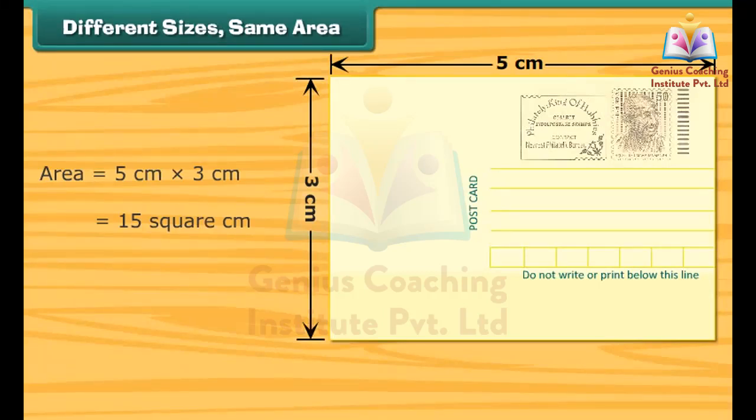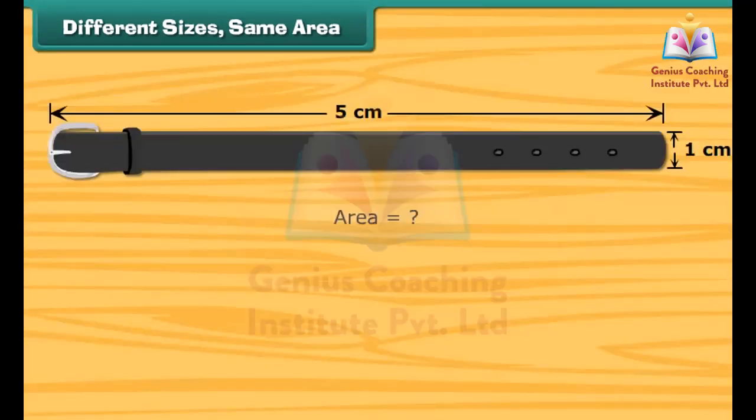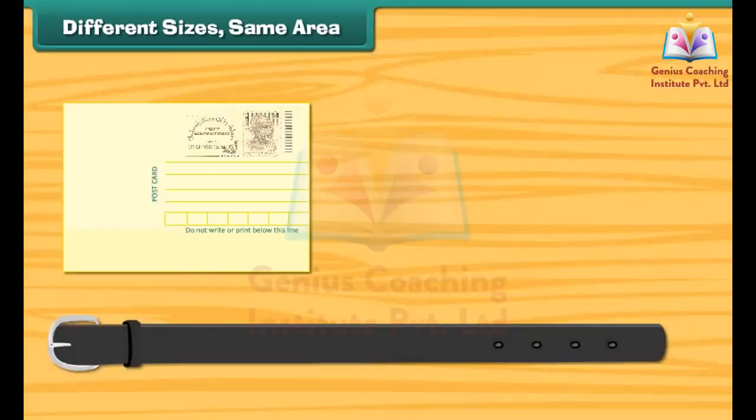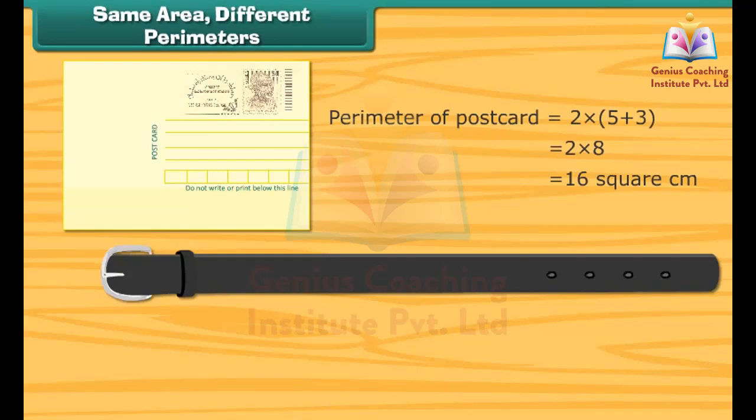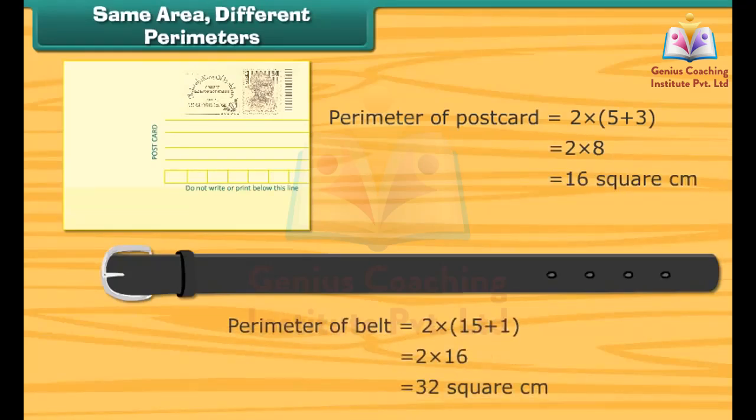Look at this postcard. Its area is equal to 15 square centimeters. What about the area of this belt? It is also 15 square centimeters. Both postcard and belt are of same area, but their sizes are different. What about their perimeters? Do both have same perimeters? Let us find out. Perimeter of postcard is equal to 16 centimeters, while the perimeter of belt is 32 centimeters.